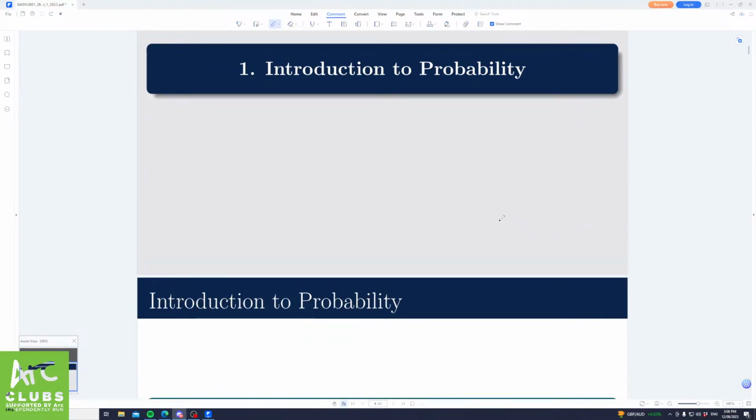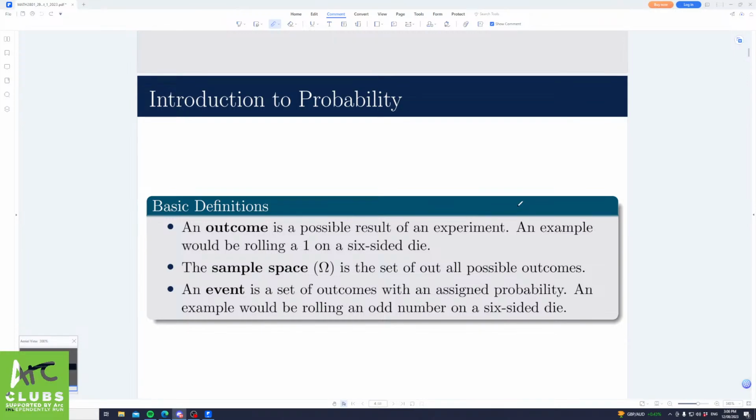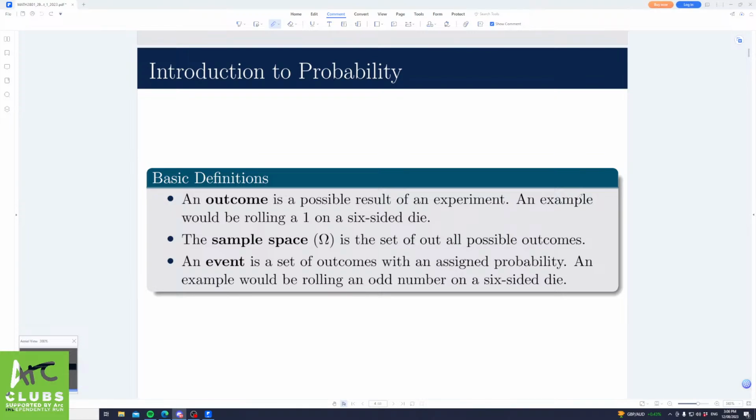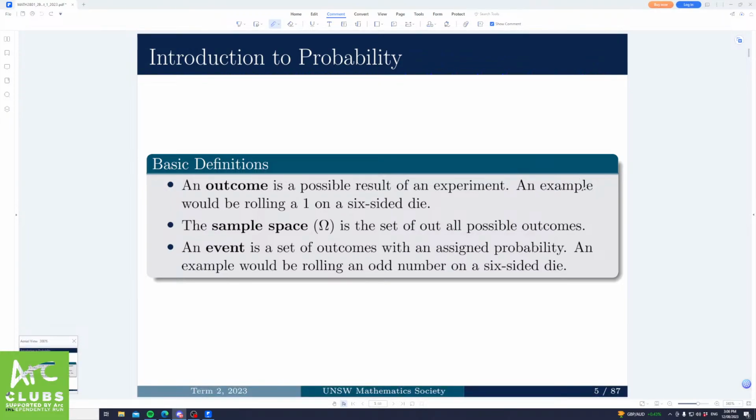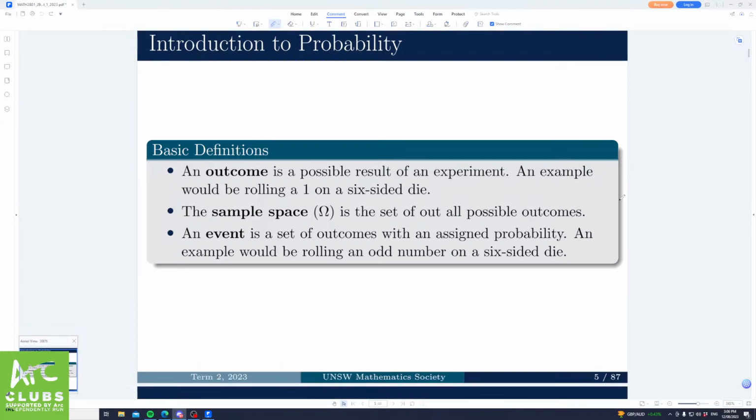So this is going to be a lot of basic stuff that you probably knew even before the course started. So just some definitions. An outcome is a possible result of an experiment. An example would be rolling a 1 on a 6-sided die. So when we're rolling a die, we have 6 outcomes. The sample space is the set of all the possible outcomes, so 1 to 6 in this case.